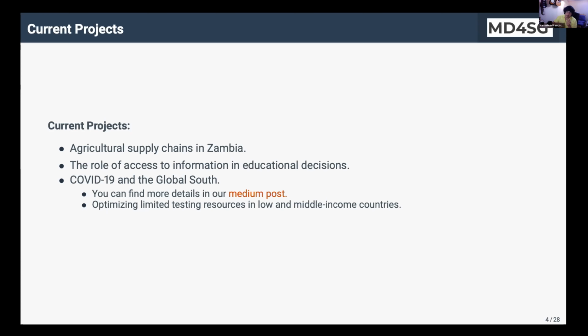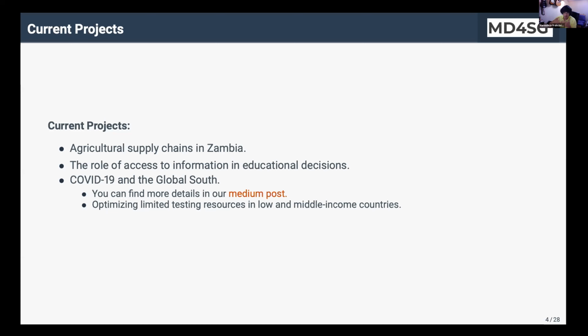And another project that we're working on in the development working group is that of the role of access to information in educational decisions. This comes into play when potential students are making a decision in terms of, say, even which educational institution to attend. The information which they have access to, which is again governed by whatever network they may be in, whatever social situation they may be in, has potentially far-reaching impacts in terms of the decisions that they take. And we're trying to piece apart this information in the developing context.